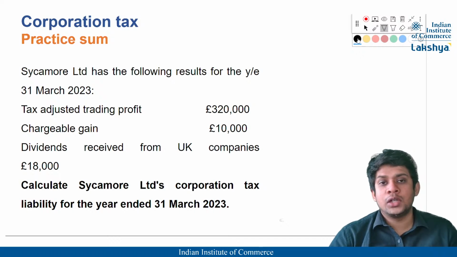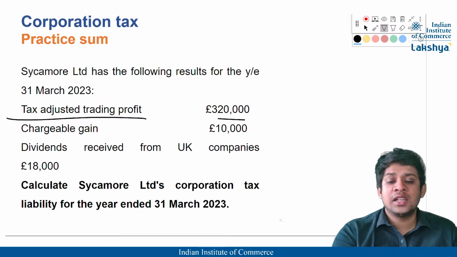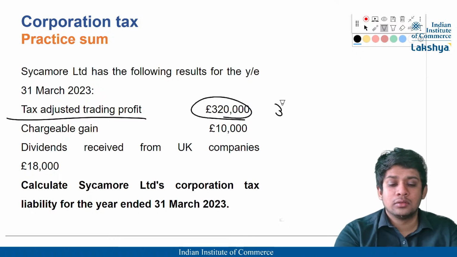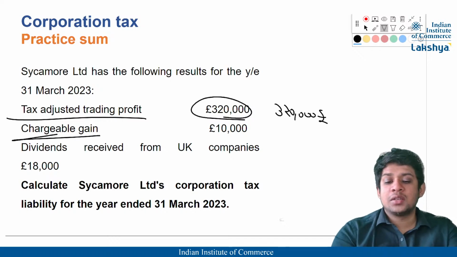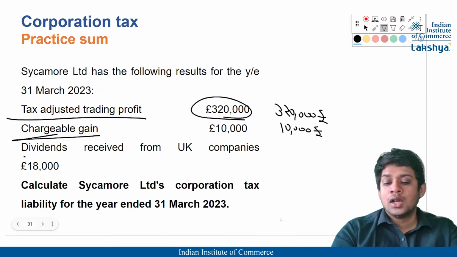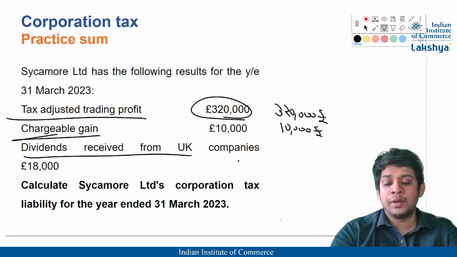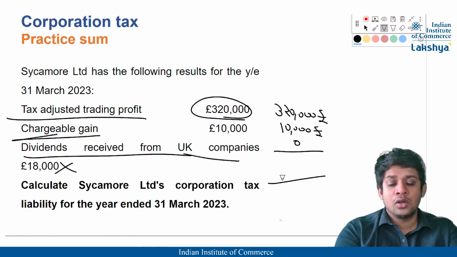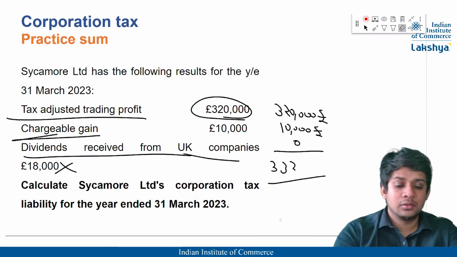Okay. Let us compute the corporation tax. TATP is 3,20,000 pounds. Chargeable gains are 10,000. Dividends received from UK companies are 18,000. This will be exempt, so this will be 0. So the total income that I have is 3,30,000 pounds.